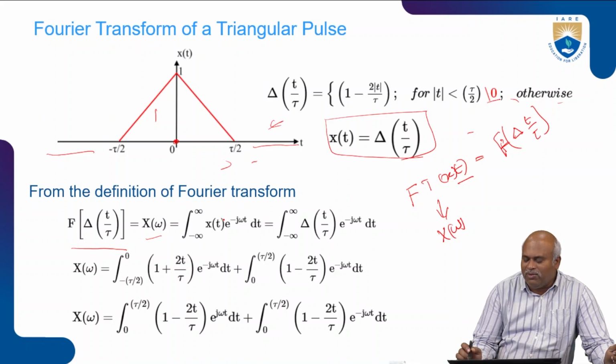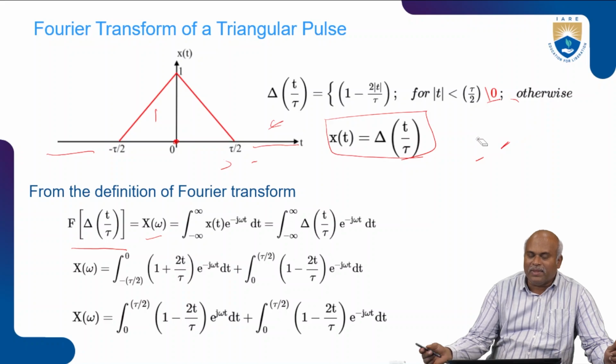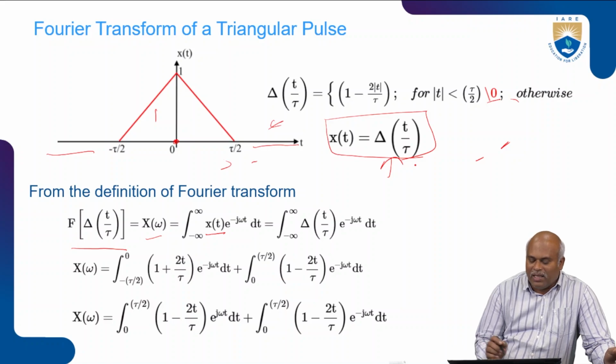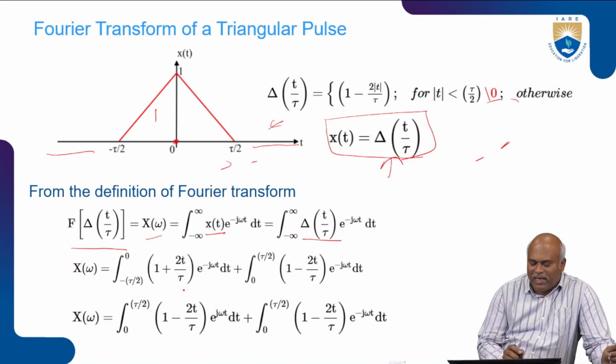Now we know the Fourier transform formula is minus infinity to plus infinity integration of x of t e power minus j omega t dt. The interval is minus infinity to plus infinity. The x of t is represented as the triangular signal, that is triangle of t by tau e power minus j omega t dt. Now this triangular value we know is equal to 1 minus 2 mod of t divided by tau.